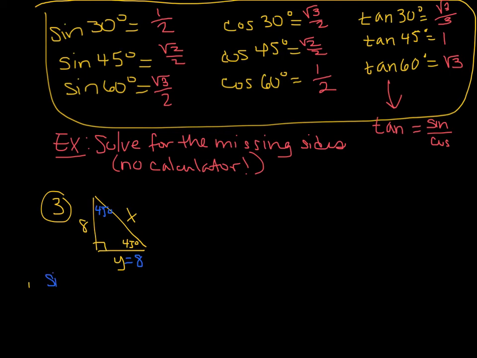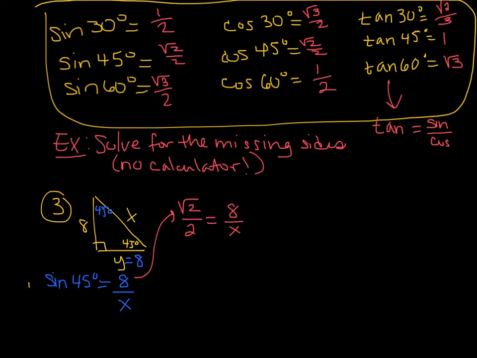So the first way is to use that sine of 45 degrees is equal to the opposite of that 45-degree angle, which is 8, over the hypotenuse, which is x. So I have set up an equation that you can use here. From there, we are going to simplify this using what we know about sine of 45 degrees. So sine of 45 is radical 2 over 2. Now I have that equals 8.